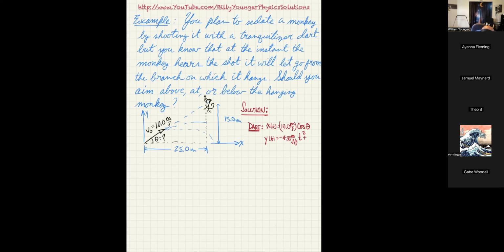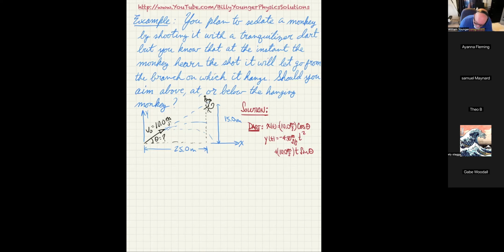plus, let me go ahead and use the next line. So I'll say plus 10.0 meters per second times t times, in this case, the sine of theta. Okay. And the projectile has both x0 and y0 equal to 0. That's why there's none on there.